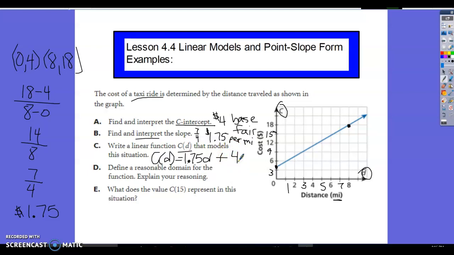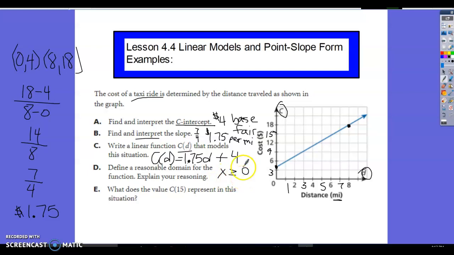Define a reasonable domain for the function. Your domain is number of miles traveled by the taxi cab. So a reasonable domain would be anything greater or equal to 0. However you want to write that is fine, but you can't have a negative distance. You're not going to take a taxi ride -2 miles. It has to be anything greater than or equal to 0.